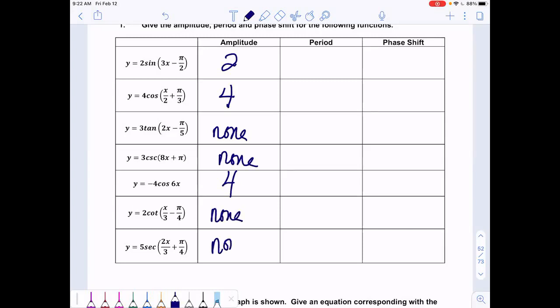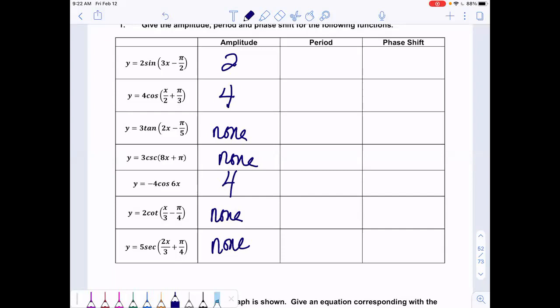Because they stretch to infinity or negative infinity. They don't have an amplitude. So yes, there's an A value. We know that A value changes the graph, but it's not the amplitude. So don't get fooled by that question. When you're asked what the amplitude is for secant, cosecant, tangent, cotangent, there is no amplitude.